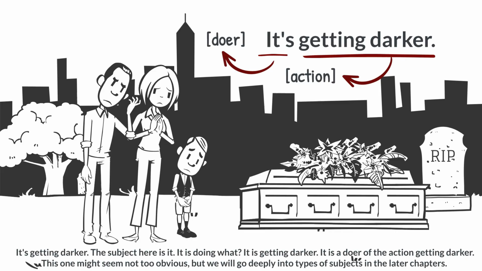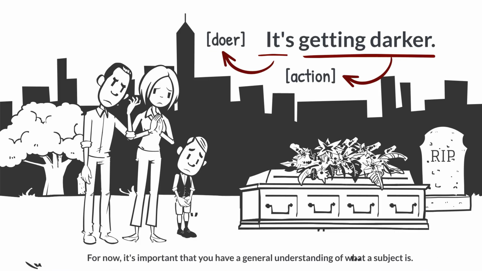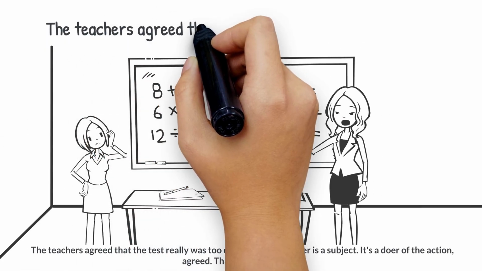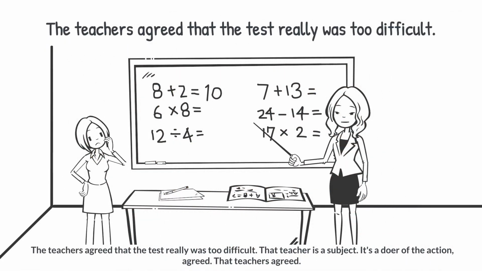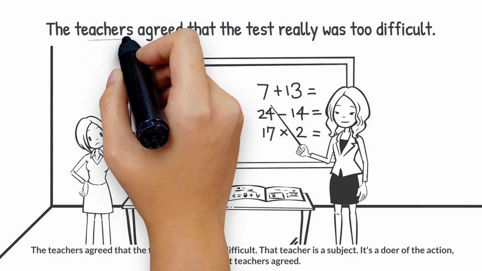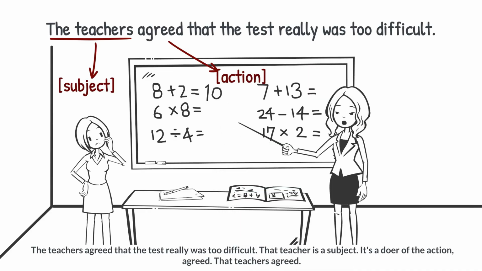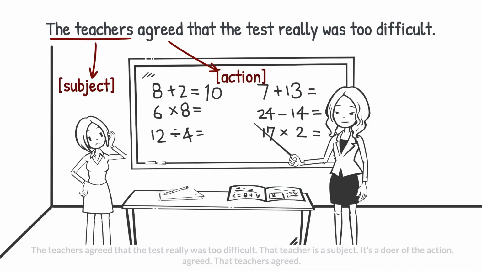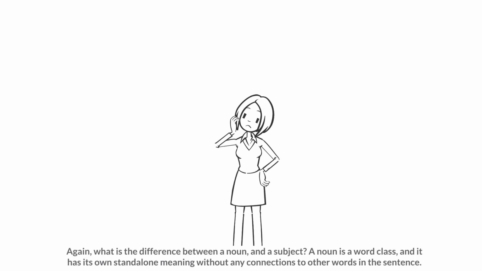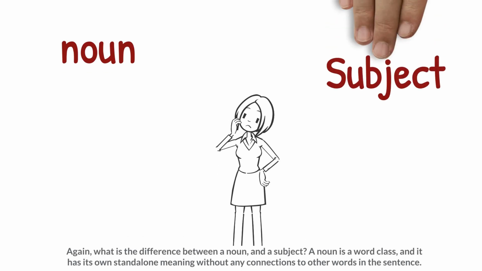This one might seem not too obvious, but we will go deeply into types of subjects in the later chapters. For now, it's important that you have a general understanding of what a subject is. The teachers agreed that the test really was too difficult. Teachers is a subject. It's a doer of the action, agreed. Again, what is the difference between a noun and a subject?